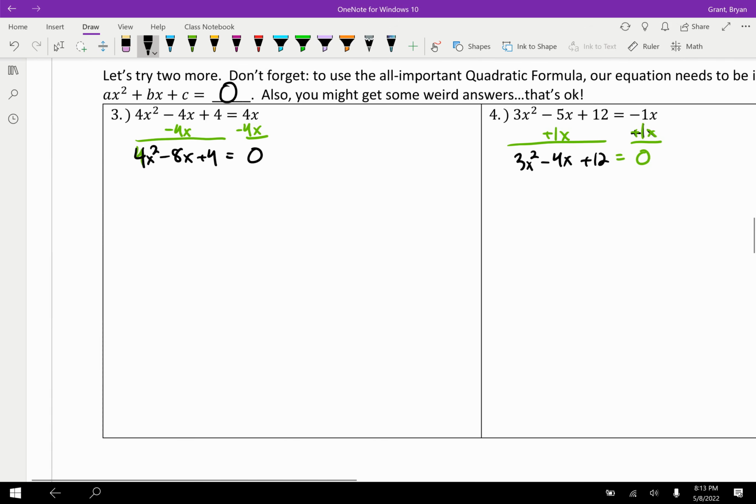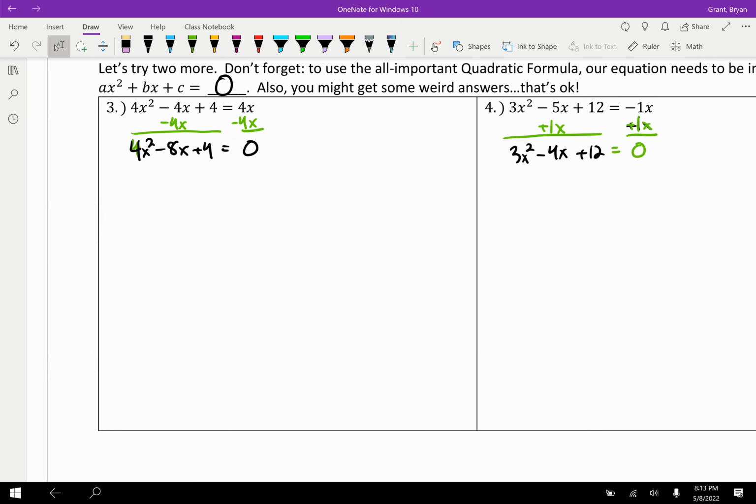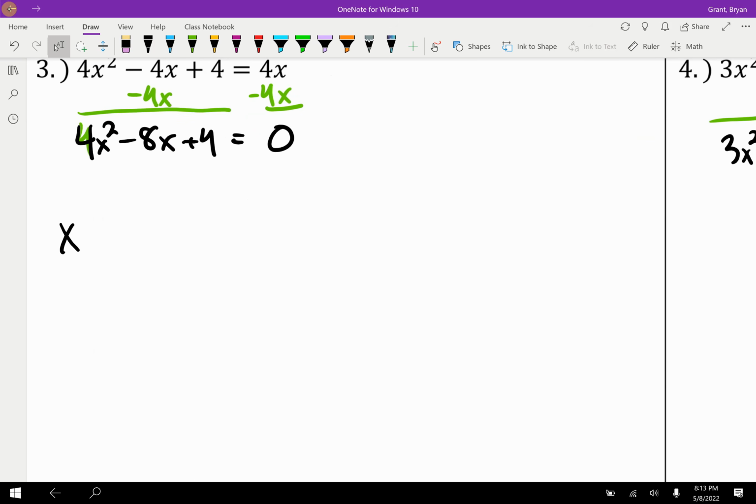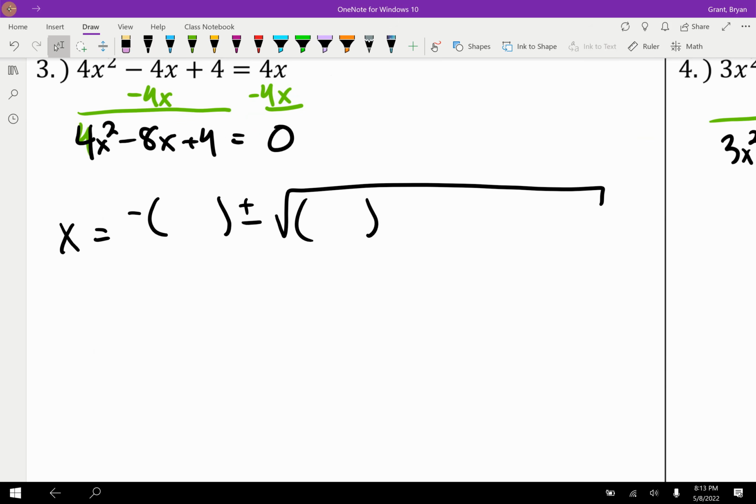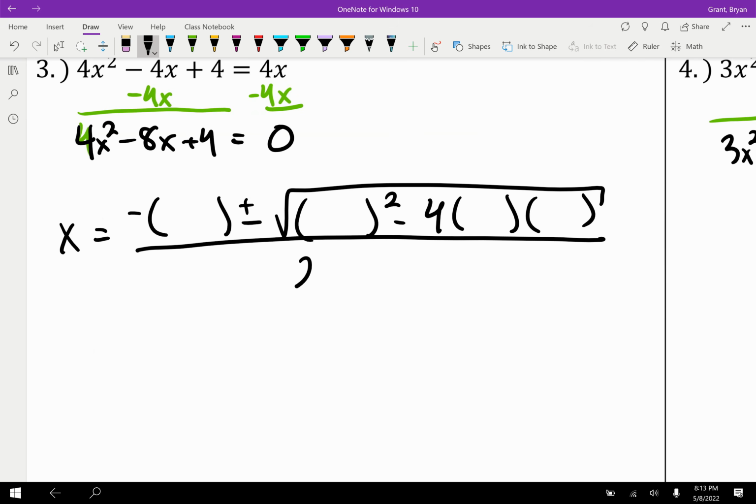Okay, maybe you guys saw what I meant about weird answers. So let's go through and finish this off. X equals negative b plus or minus the square root of b squared minus 4 times a times c, all over 2 times a. Gotta love those parentheses.